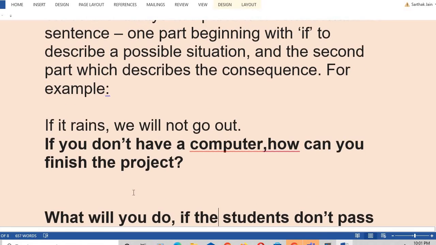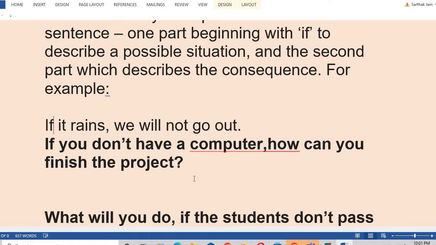For example, you can see, if it rains, we will not go out. Now you can see the condition is raining and the result is not going out. Another sentence: if you don't have a computer, how can you finish the project? The condition is not having the computer and the result is the problem of finishing the project.